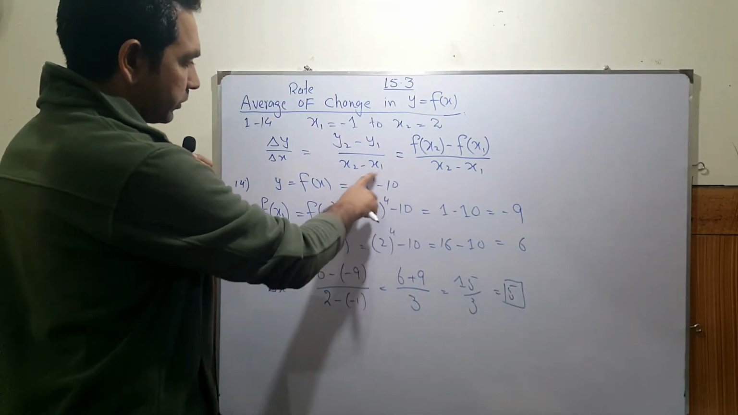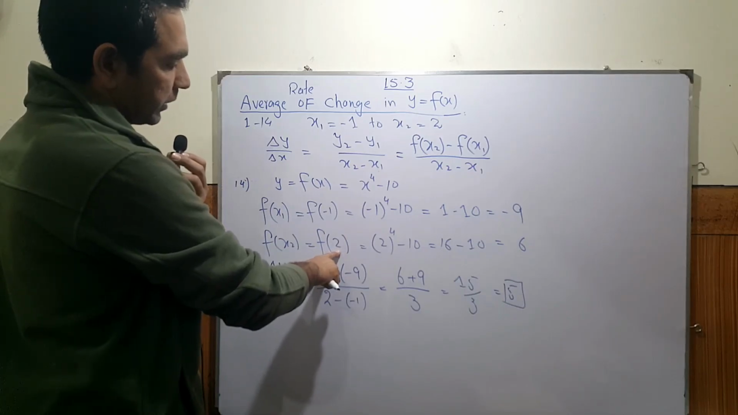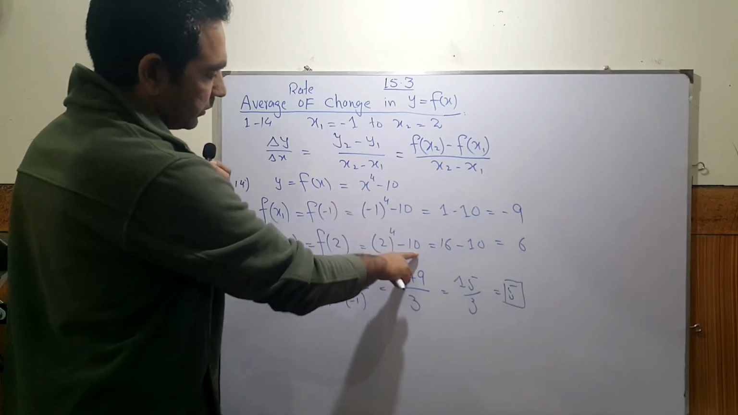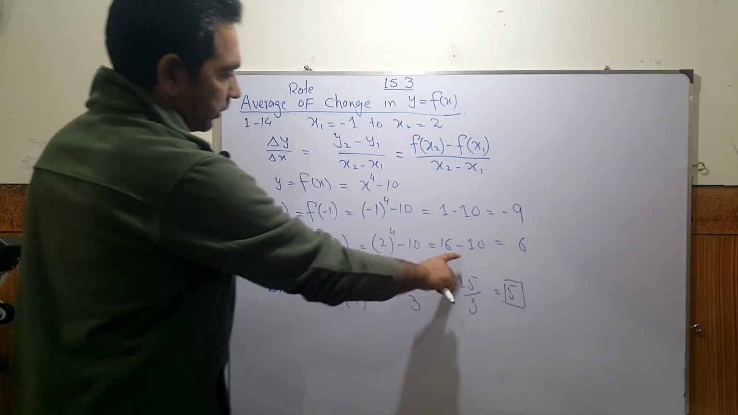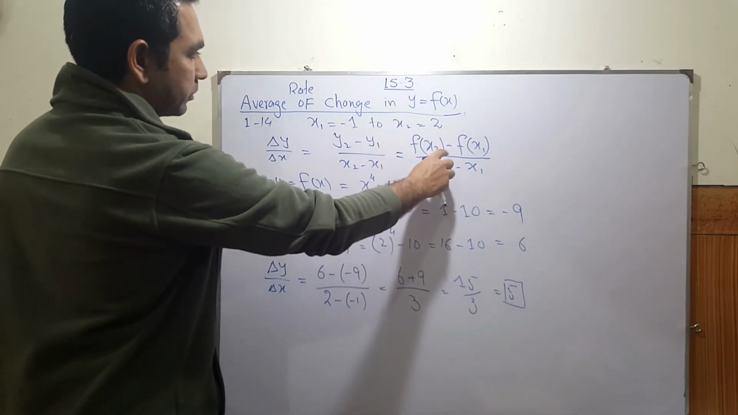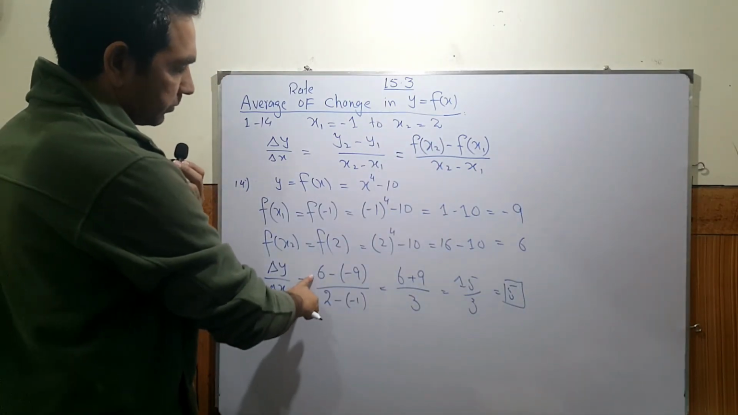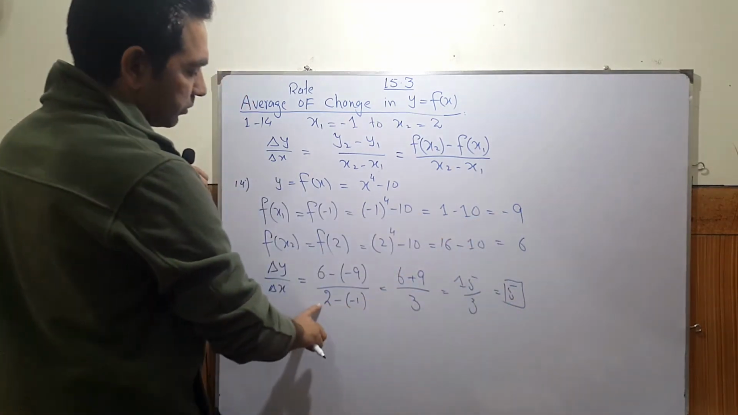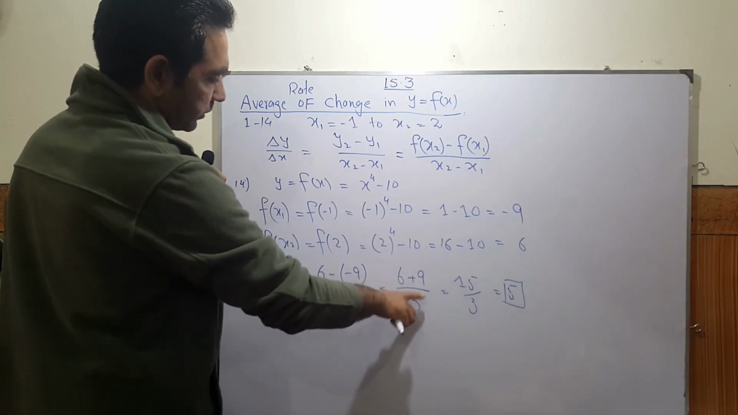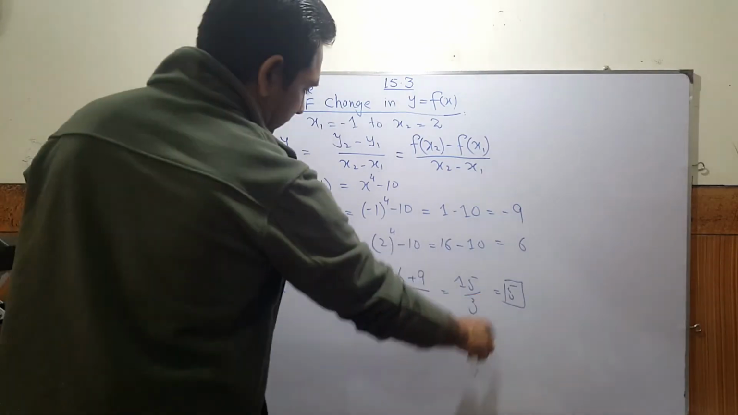Again, in the same function we replace x by 2. So 2 power 4 minus 10. 2 power 4 is 16, and minus 10 gives us 6. Now substitute these values in the formula of average rate of change. So 6 minus minus 9 divided by 2 minus minus 1. The minus becomes plus, so 6 plus 9 divided by 3, that is 15 divided by 3, and this gives us 5.